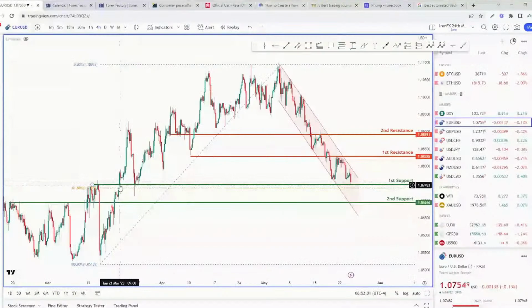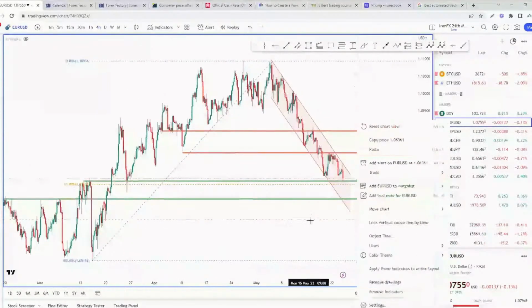It finally broke out of it on the 21st of March. And then a few days later, although the wick did extend beyond the support level, price actually pushed back higher, found support before going higher.